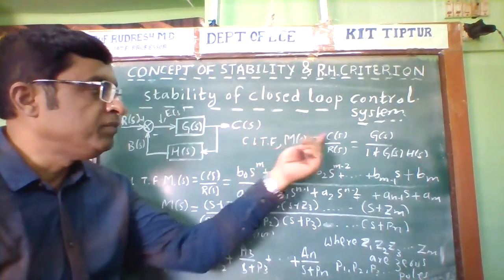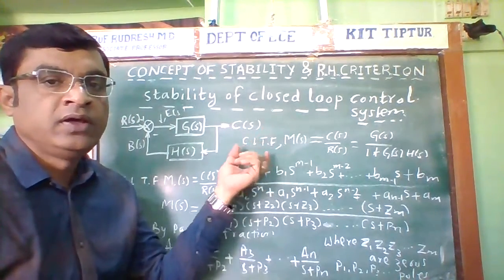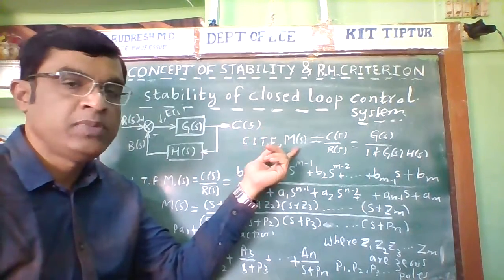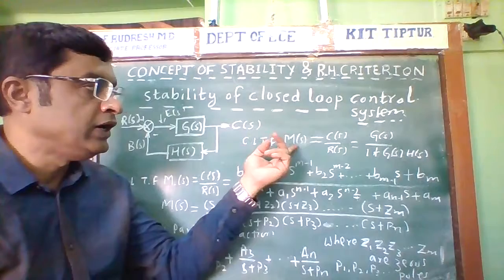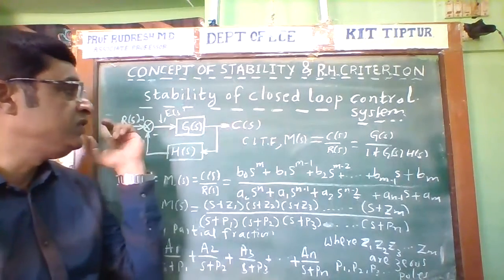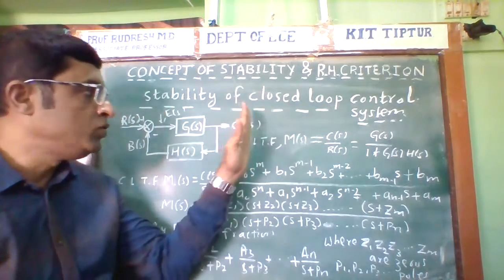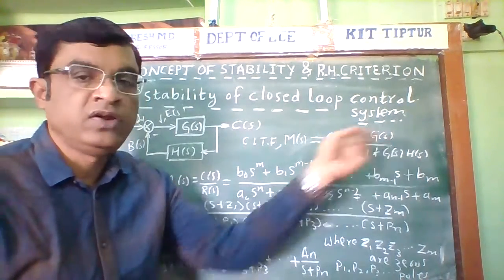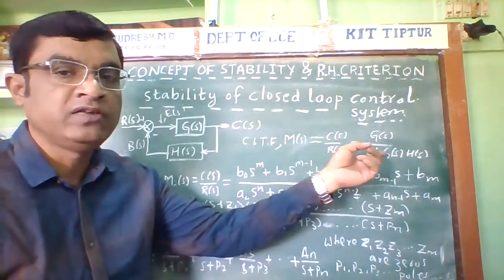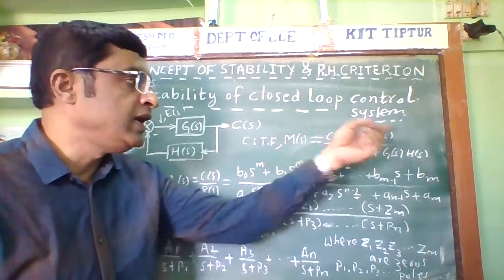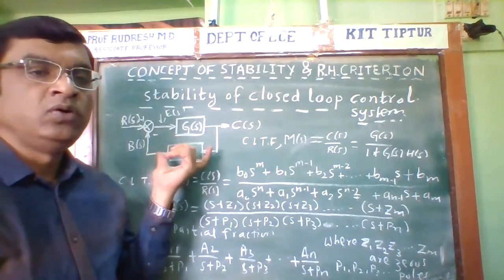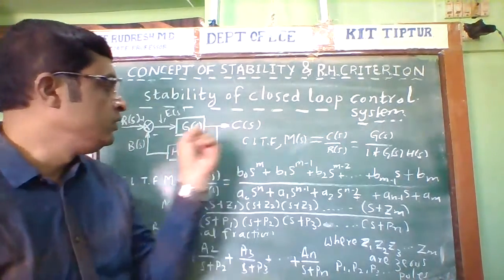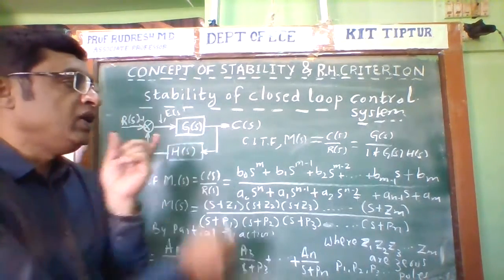The closed loop transfer function is denoted by M of S, or you can use any letter, and it is equal to C of S divided by R of S. The ratio of output to input is G of S divided by 1 plus G of S into H of S. This I have derived in earlier classes. This is the standard closed loop transfer function of a negative non-unity feedback system.